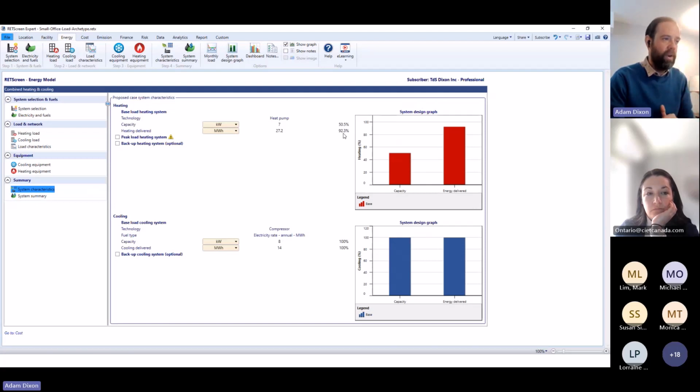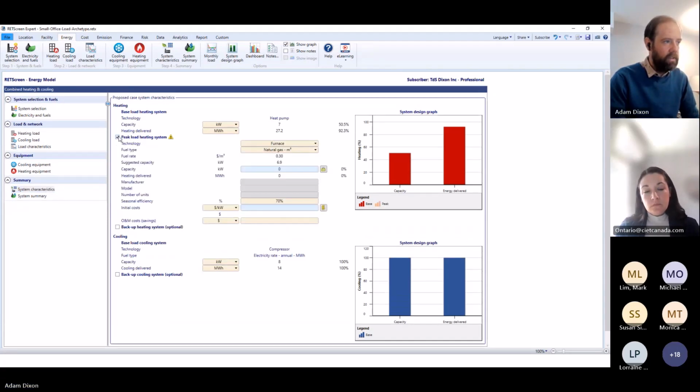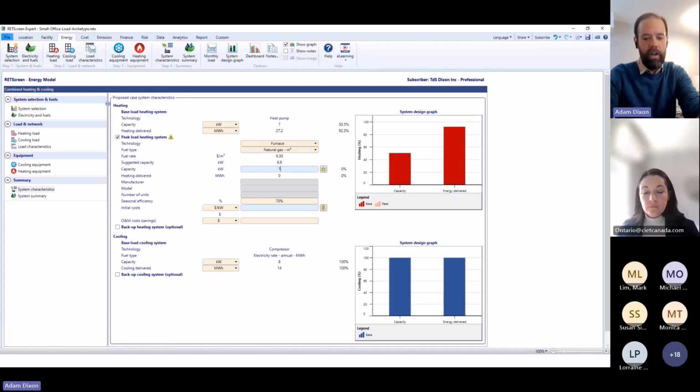We're getting 92.3% of our heat. So what we can do is click a peak load heating system, where ideally you would default to your current system, but I'm just going to add in 13.9, just to make sure we cover off our demand there.